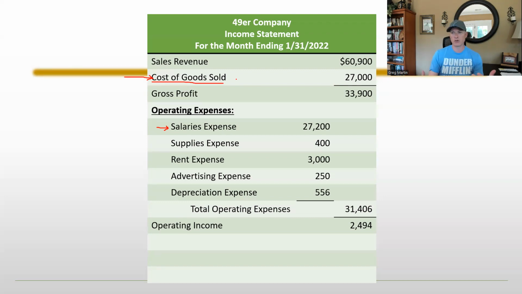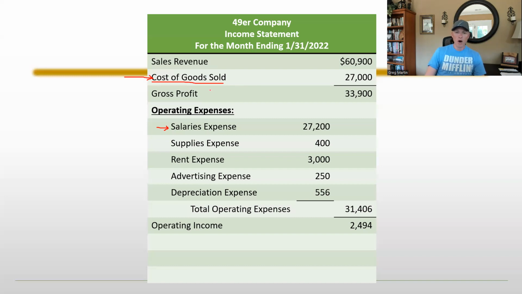So there's a little bit of nuance here, but obviously for this class, if I say salaries expense, I mean it's an operating expense. I'm not expecting you to roll it into cost of goods sold or anything like that. But I am saying you need to pay attention to this, because as you get further into your accounting or finance career, understanding that nuance becomes more and more important.